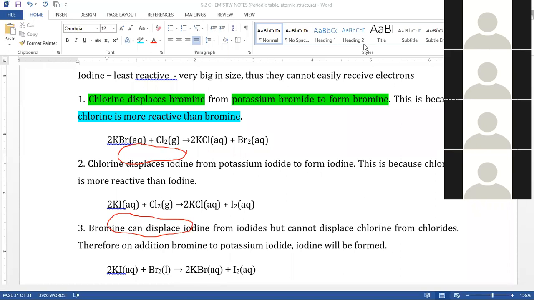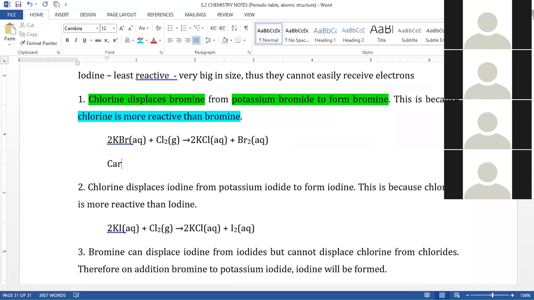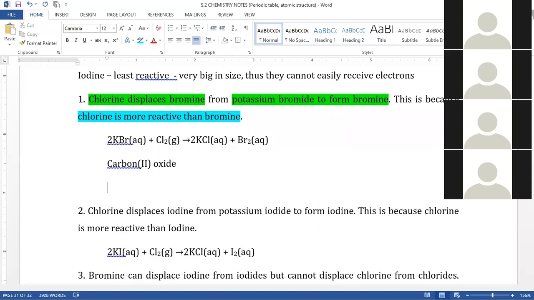Okay, and then also, if you say carbon dioxide, is it the same as saying carbon 2 oxide? Are they the same or is it different? Now, carbon has two valencies that it can use. It can use a valency of 4 and a valency of 2. So in carbon dioxide, it uses a valency of 4. So we can call it carbon 4 oxide instead of carbon dioxide. Okay, and then carbon monoxide uses the valency of 2.